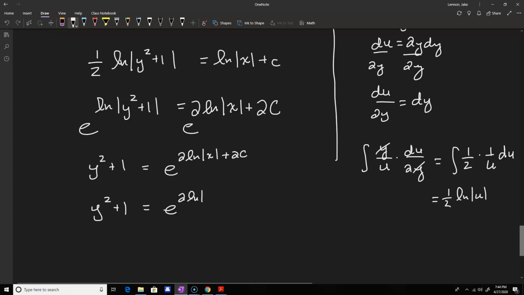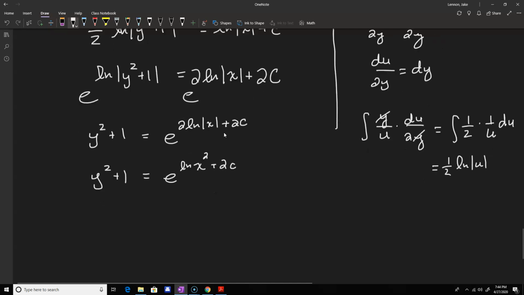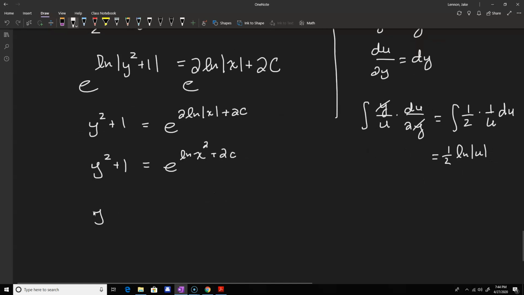Actually, why don't we use a little trick here? We can put that 2 back inside the exponent, so it's really just the natural log of x squared plus 2c. So we can rewrite this as y squared plus 1 is equal to e to the natural log of x squared times e to the 2c.